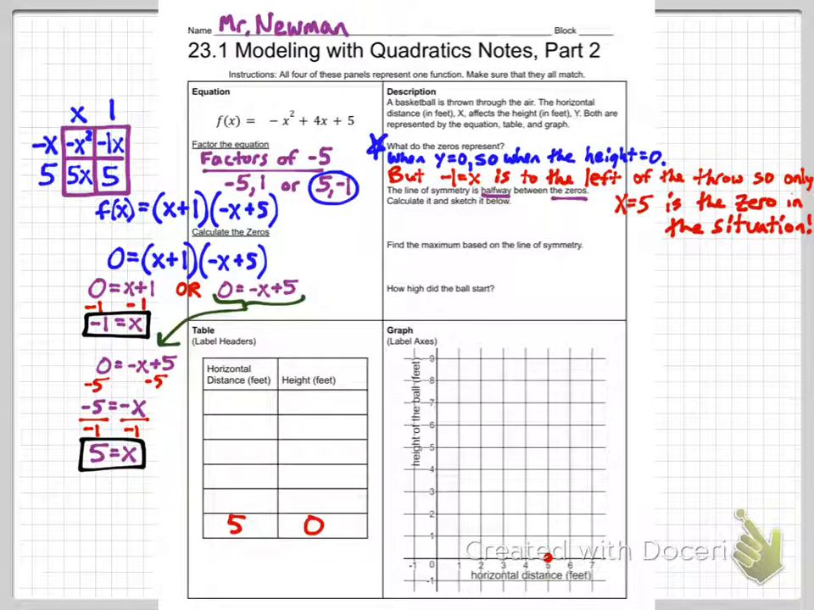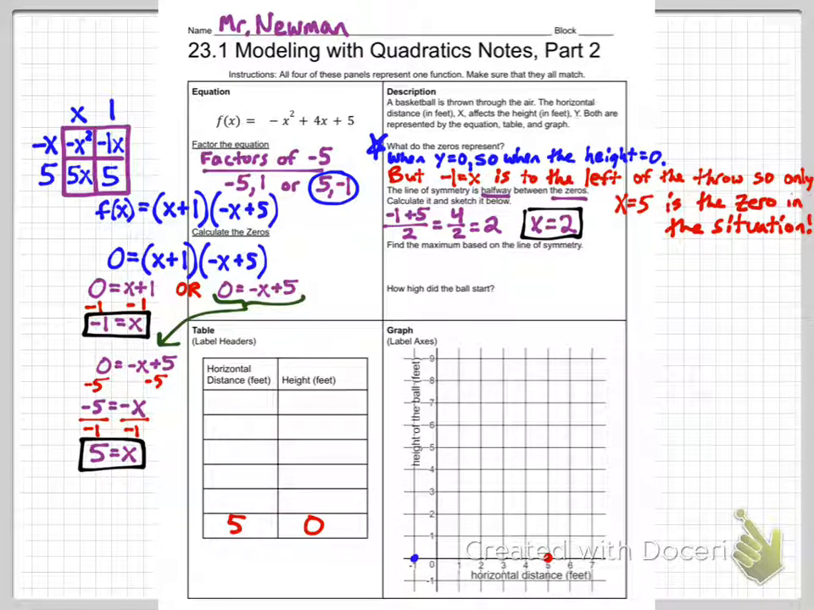Now something to note is that the line of symmetry is halfway between the two zeros. So whenever you find both zeros, -1 and 5, if you look at halfway between those, that's going to be the line of symmetry. And that makes sense because the line of symmetry is when the whole parabola is symmetrical, and so anything that's on the left has to be on the right, and so the line of symmetry is going to be halfway between those two zeros. So the way you find halfway between 2 points is you add them together and divide by 2. So I'm going to add -1 and 5 together and divide that by 2. So 4 divided by 2 is 2. That means the line of symmetry is at x equals 2.